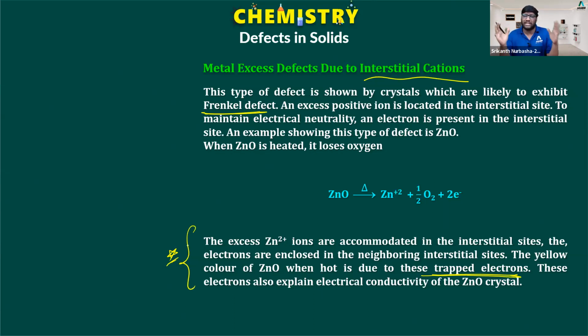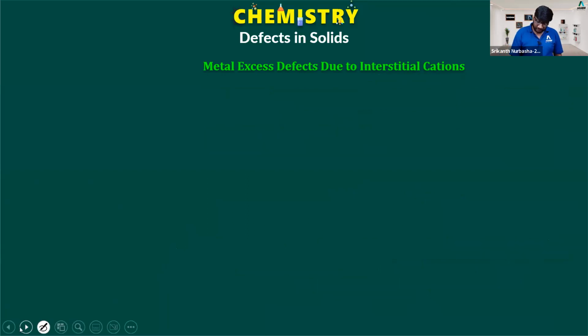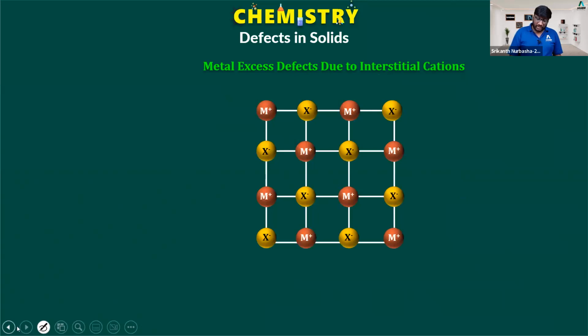You take a zinc oxide crystal, we have Zn+2, O2- ions. Because of heating ZnO, O2- ions have been lost in the form of oxygen. So some vacant positions are there. But the excess Zn+2 will occupy the interstitial sites. And the electrons which are present will also be present at other interstitial sites to maintain electrical neutrality. So this is the scenario, metal excess due to interstitial cations.